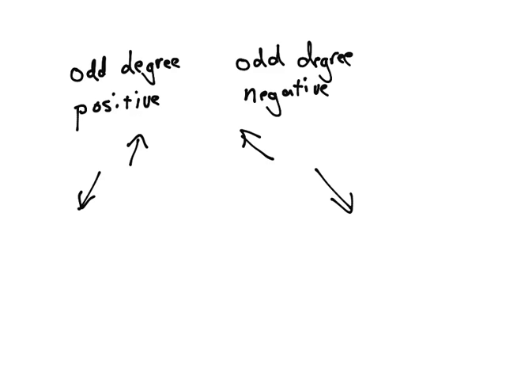So our odd degrees have two different ways they can work. If it's odd degree and a positive leading coefficient, then the right goes up to infinity, the left goes down to negative infinity. If it's an odd degree and the leading coefficient is negative, then the left goes up to infinity and the right goes down to negative infinity.